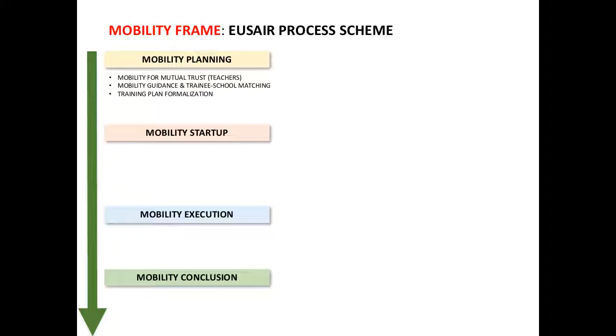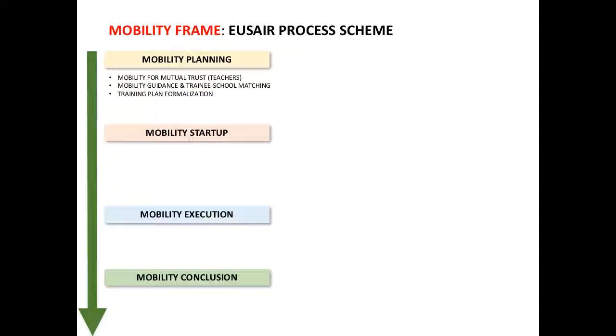It means those things I was telling you before: move teachers first, have teachers believing in this thing, and believing those teachers of other countries and other schools are good and can help them to train their students in the best way. The second element of mobility planning is guidance and an effective trainee school matching. And for this element as well, we could really improve the current methodologies using the Go-and-Learn approach, as I will tell you in a while.